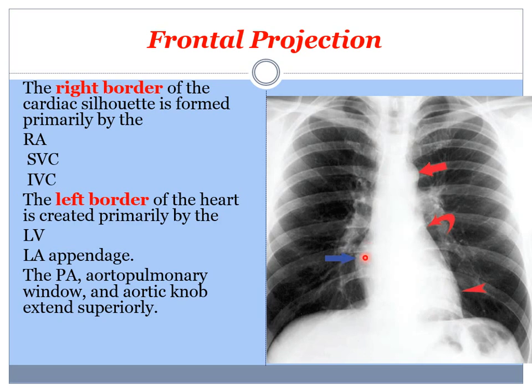The right border of the cardiac silhouette is formed primarily by the right atrium, with the superior vena cava entering superiorly and the inferior vena cava inferiorly. The left heart border is created primarily by the left ventricle, left atrial appendage, pulmonary artery, aortopulmonary window, and aortic knob extending superiorly.